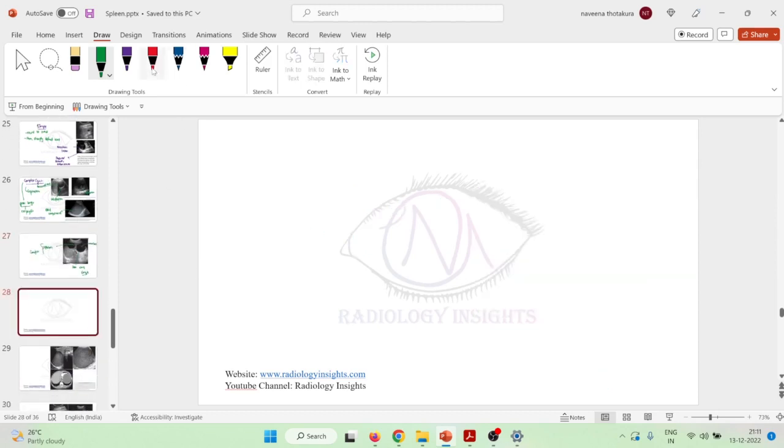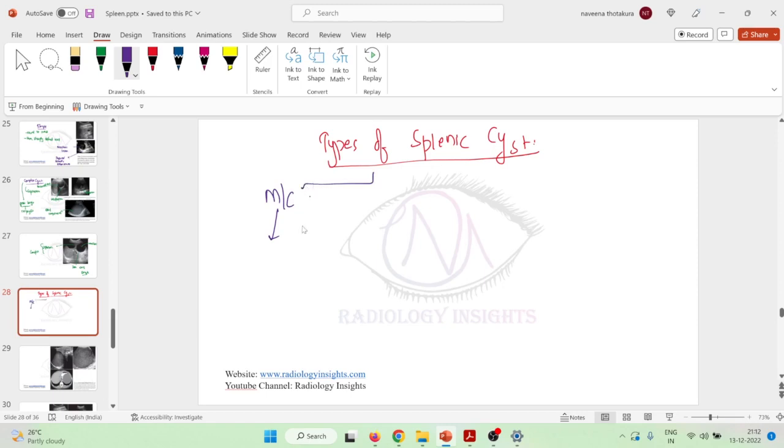Now, the types of splenic cysts: we have the most common types and the less common or uncommon types. The most common types of splenic cysts include primary congenital cysts, then pseudocyst, and hydatid cyst. Primary congenital cyst, pseudocyst, and hydatid cyst are the most common types of splenic cysts.